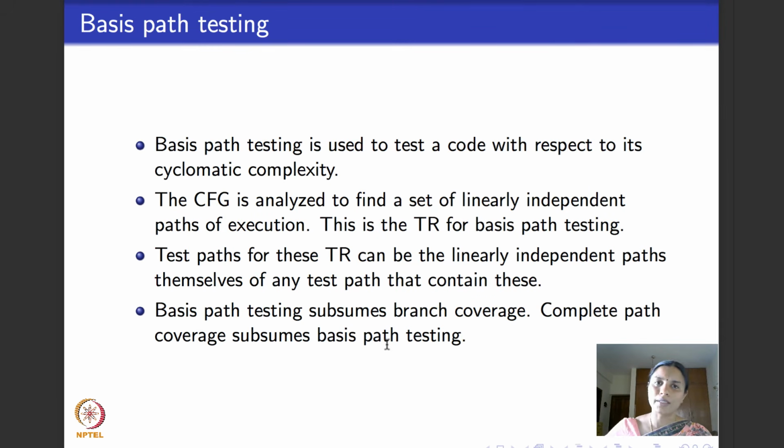Enumerate all the linearly independent paths. It's the same as enumerating all the prime paths. So I'll use the same algorithm that we saw for prime paths to enumerate all the linearly independent paths. That's my test requirement. And then I come up with the test paths that satisfy the test requirement exactly, in a way similar to the one that we did for prime path testing.